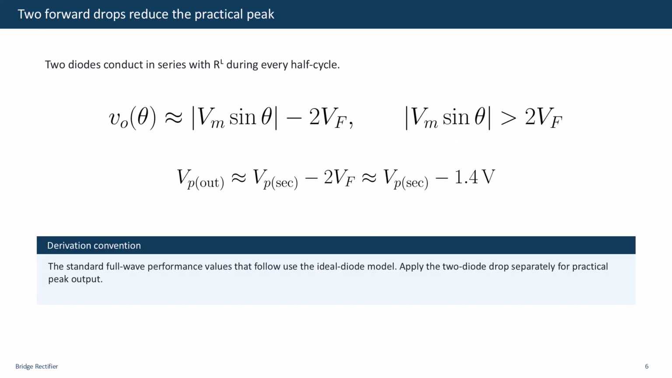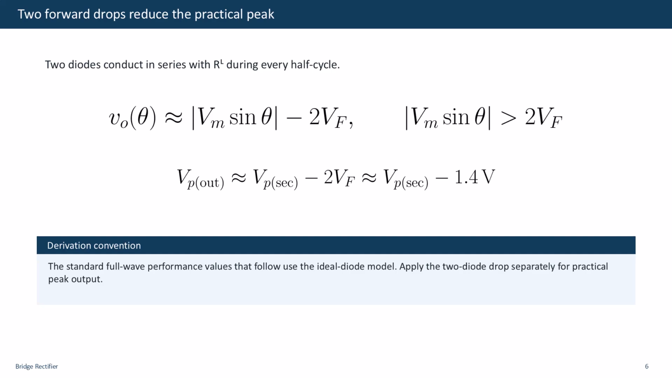A practical bridge always places 2 conducting diodes in series with the load. For silicon diodes, each forward drop is approximately 0.7 volts. The 2 drops therefore subtract about 1.4 volts from the instantaneous secondary voltage whenever the bridge conducts. At the peak, Vp out is approximately Vp secondary minus 1.4 volts.